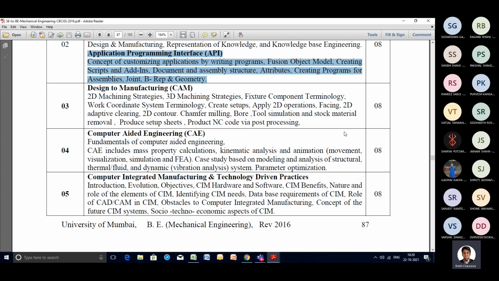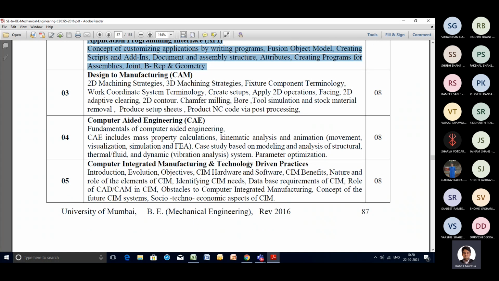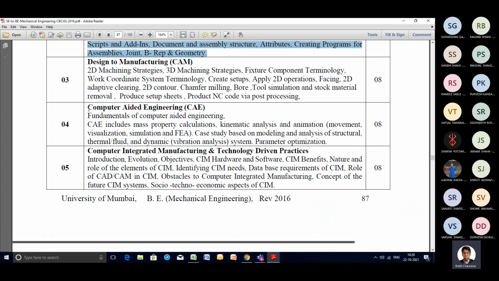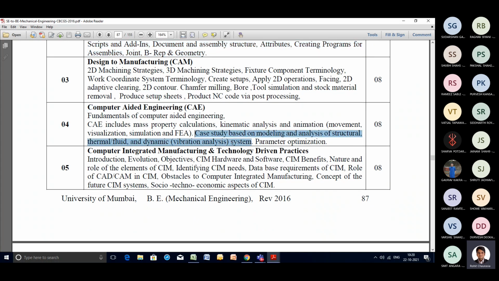How many assignments have you done in CAD CAM? Did you do any? We have not given any assignment because already you are performing lots of things in Fusion 360 and other parameters. So that will be considered your term work under that part. But for this fourth module, the case study is important.